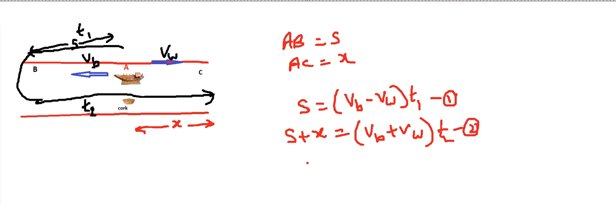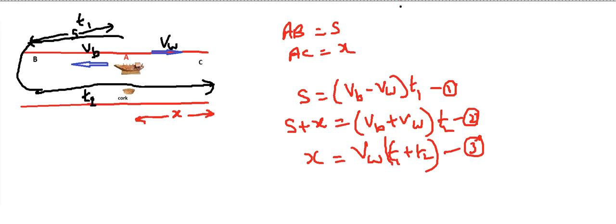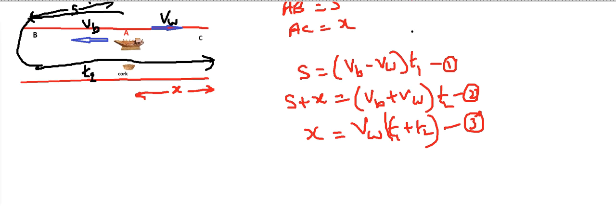Now what is the displacement or distance covered by the cork? X is equal to the cork velocity, which is nothing but the water velocity, times the time taken, which is T1 plus T2. This is the total time as the boat moves from A to B and B to C. During that time, the cork moves from A to C. So X is equal to Vw times (T1 plus T2), equation 3. Now let us substitute 1 and 3 in equation 2.